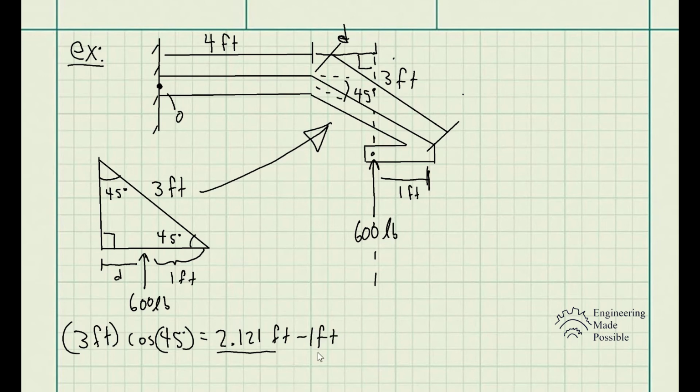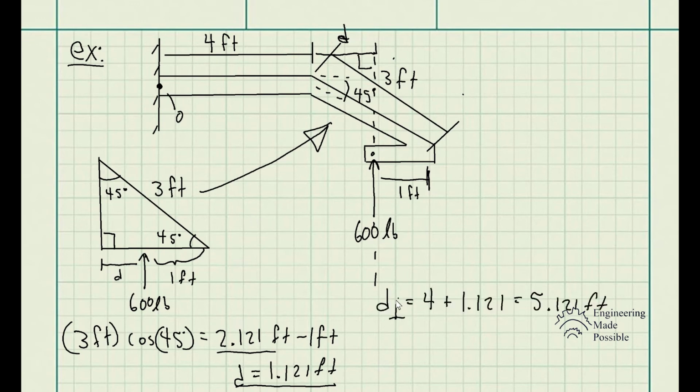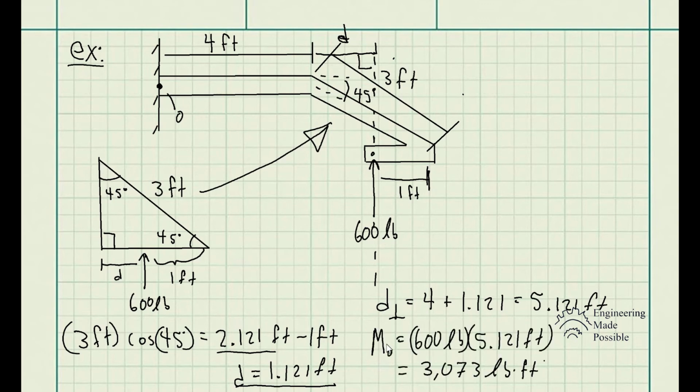1 foot. So D must equal 1.121 feet. Now that we have D, we add it to the 4 feet over here, and that's our perpendicular distance. So our perpendicular distance is 4 plus 1.121, which gives us 5.121 feet. And our moment with respect to point O is 3,073 pound-feet. So this is our moment.